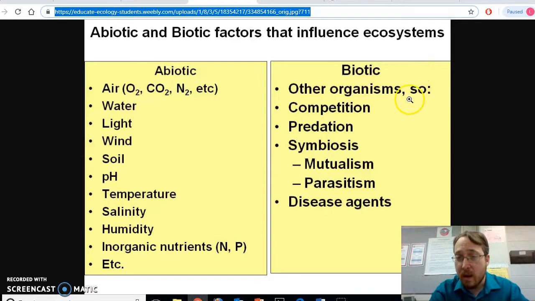Biotic is relationships with other organisms. They could compete with other organisms, be eaten by other organisms, or be infected by other organisms. So whatever interactions in the environment are contributing to their death, those are limiting factors, and they can be biotic or abiotic types.